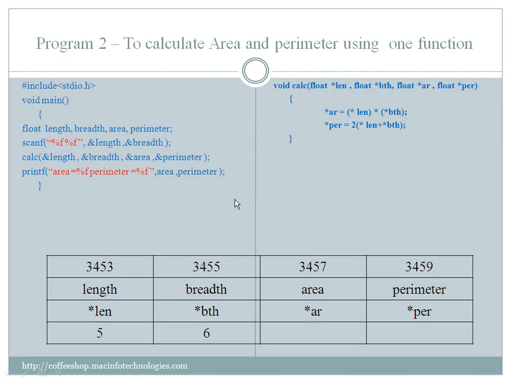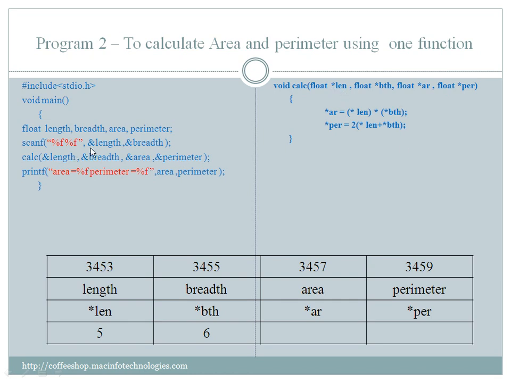We'll see the next example in which we want to return two values, the area and perimeter, both to the main function using one function. So we have declared four variables: length, breadth, area, and perimeter. We are taking values from the user, length and breadth. After that, we call the function by providing the addresses of length, breadth, area, and perimeter.